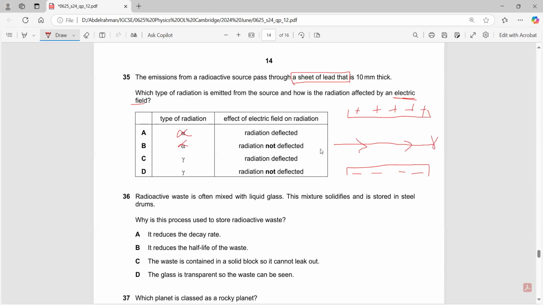If you had an alpha particle, it would be attracted to the negative plate. If you had a beta particle, it would be attracted to the positive plate. So basically, the gamma is not deflected.